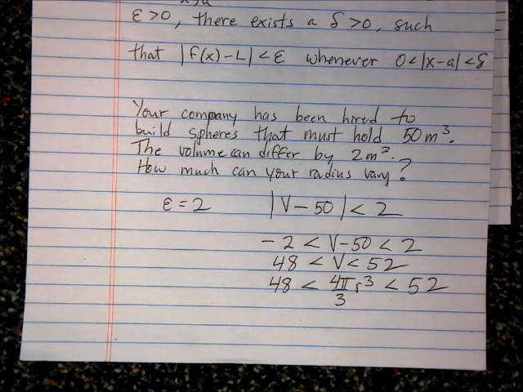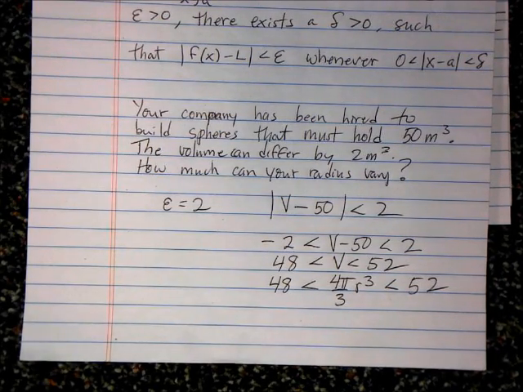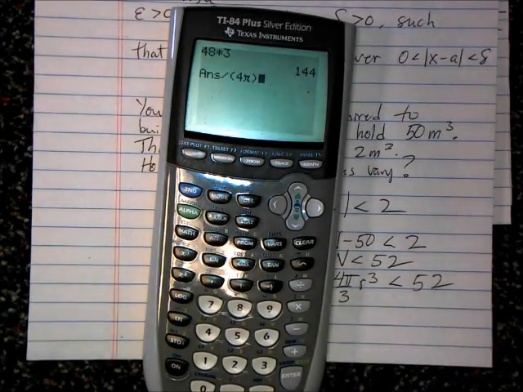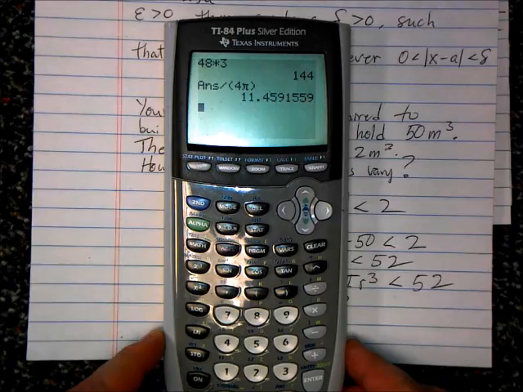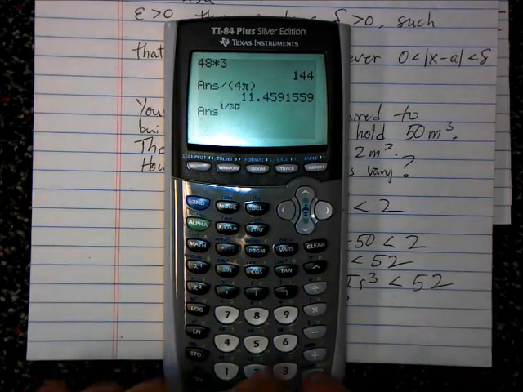Multiply by 3 to get rid of the fraction, divide by 4 pi, and then you've got to take the cube root. All right, so I'm going to use my calculator because I can't do that kind of arithmetic in my head. So 48 times 3 divided by 4 pi. Make sure when you use your calculator you put the 4 pi in parentheses. I guess I could put this here and show you. And then take the cube root. So a cube root is a power of 1/3.